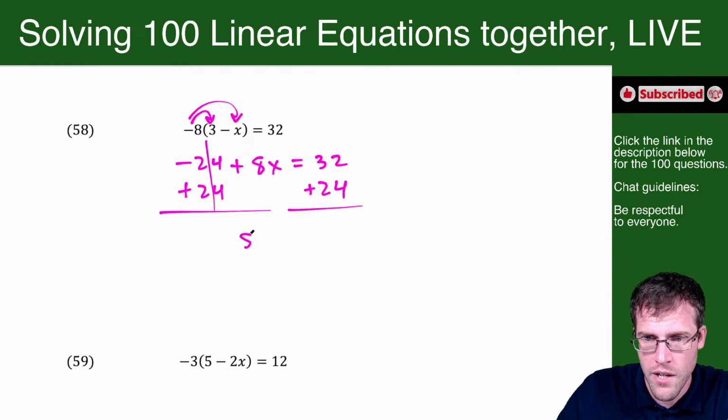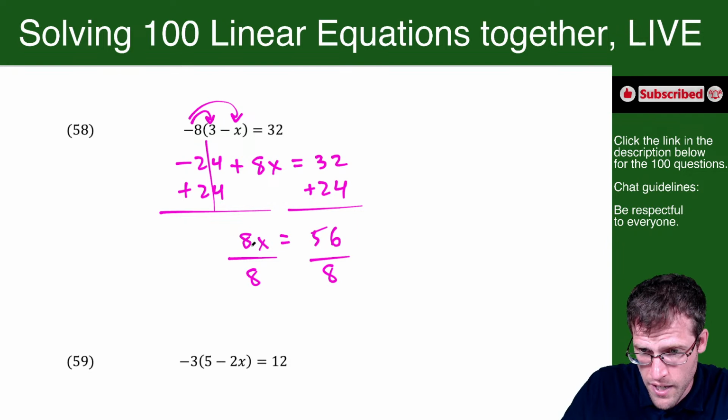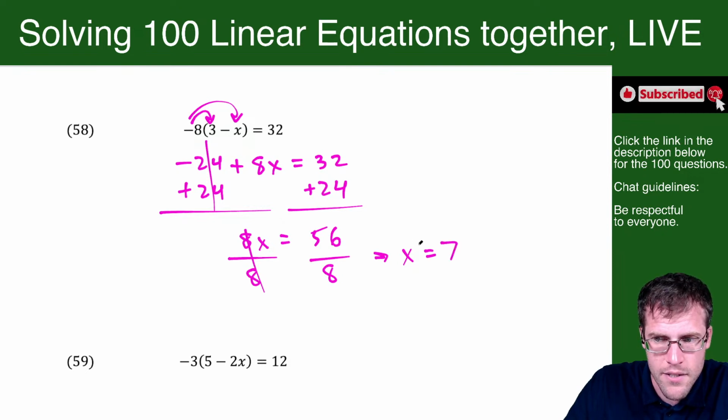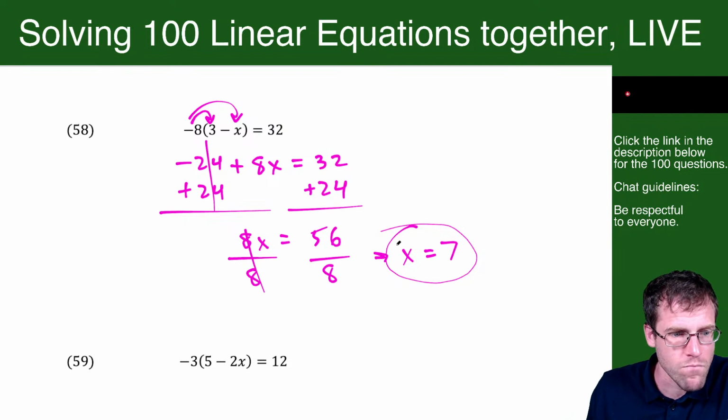This will cancel. 8x equals 32 plus 24 is 56. So we got 56. And now divide both sides by 8. And this will divide evenly. We know that 8 times 7 is 56. So 56 divided by 8 is 7. X is equal to 7 is our solution to 58.